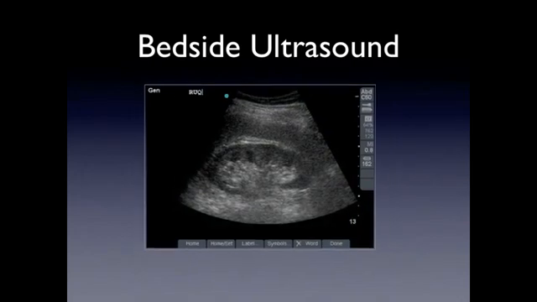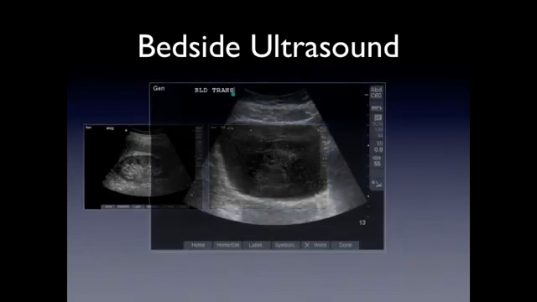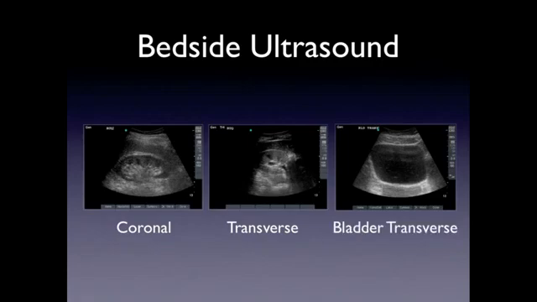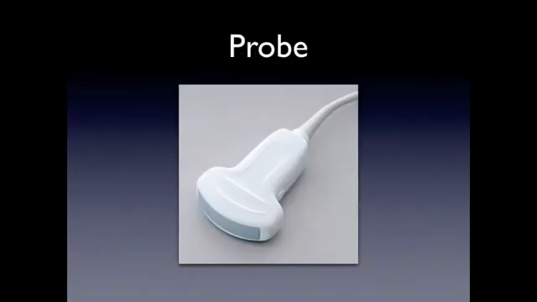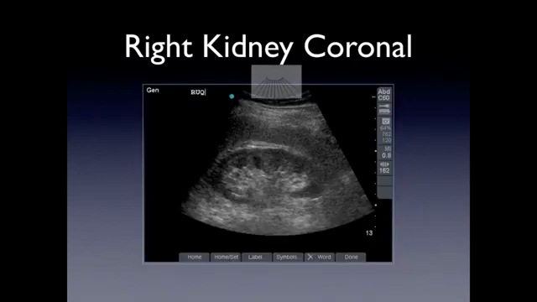In the lab today, you're going to be acquiring basically 3 windows. You're going to be doing a kidney in the coronal view, kidney in the transverse view, and the bladder in the transverse view. We're going to be using the curvilinear probe at the mid-axillary line with our indicator pointing towards the patient's head. So orientation, it might be a little bit confusing.